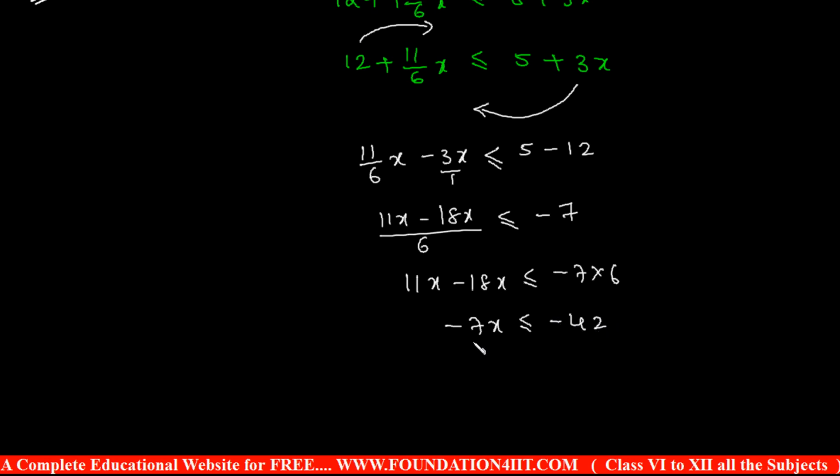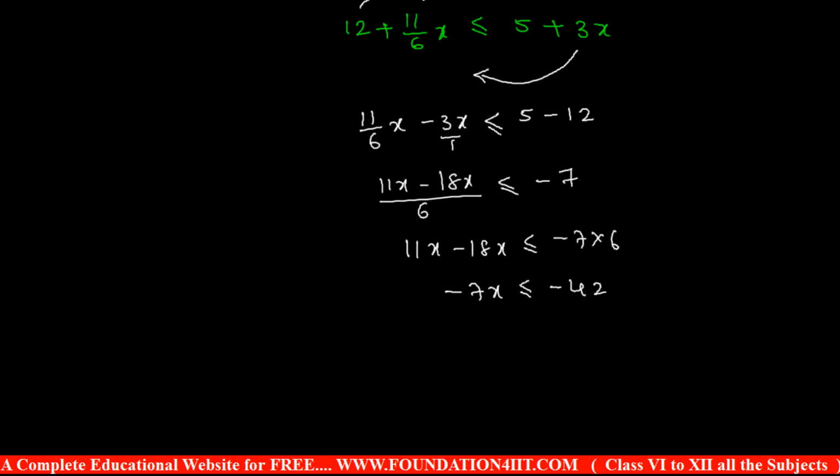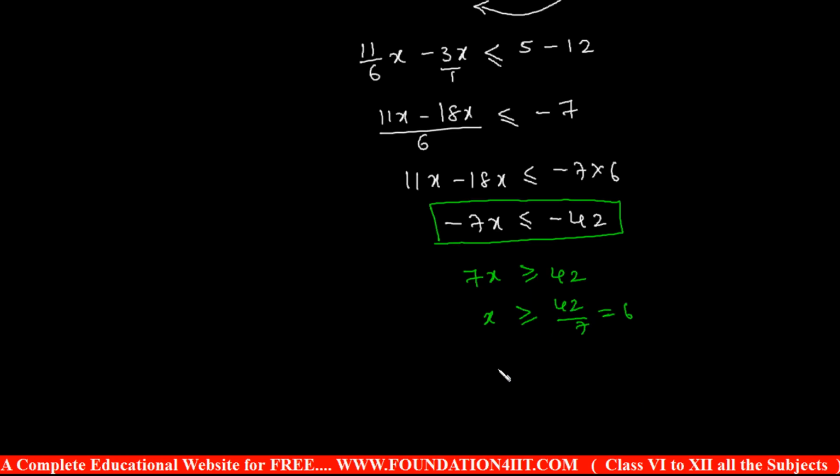And we know the properties. If I multiply both sides by minus 1, the less than or equal to becomes greater than or equal to. That we know, it is important. So from this, 7x is greater than or equal to 42. When I multiply both sides by minus 1, less than becomes greater than. So x is greater than or equal to 42 by 7, that is 6. Therefore x value is greater than or equal to 6. This is the solution set.